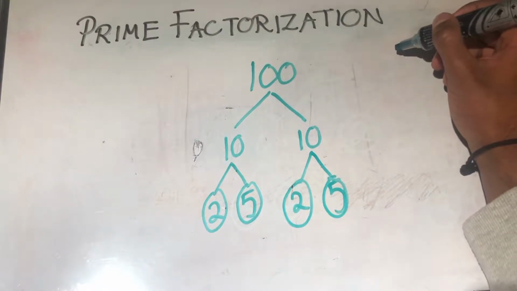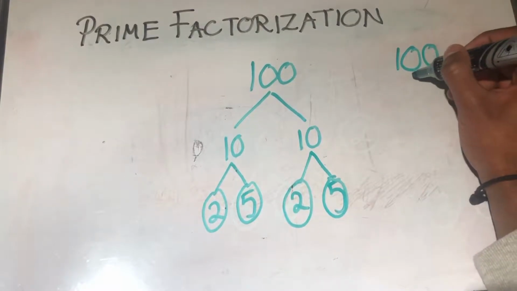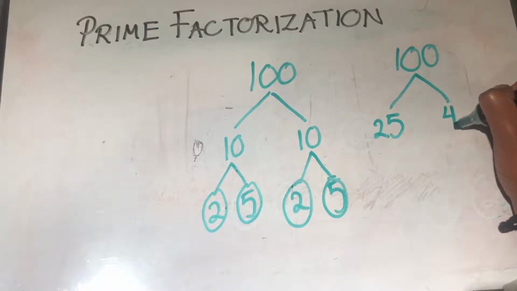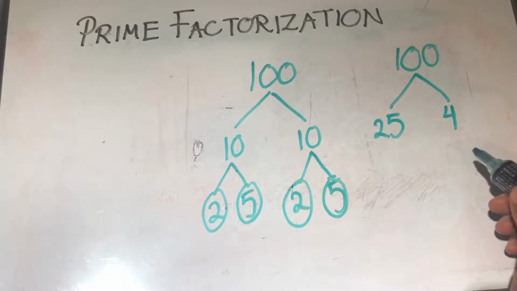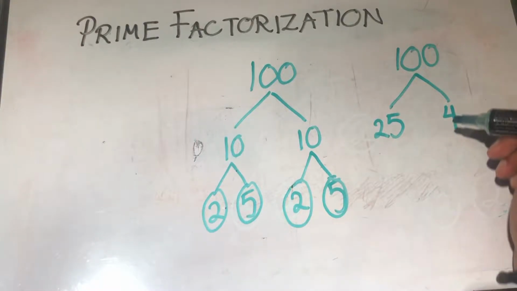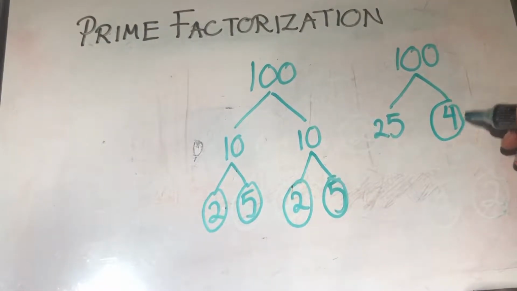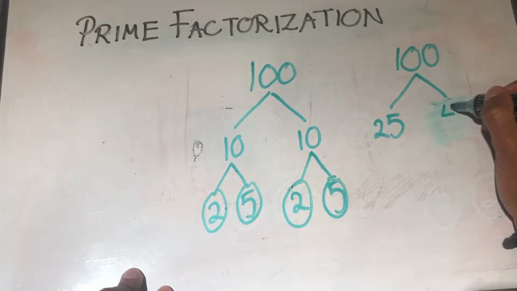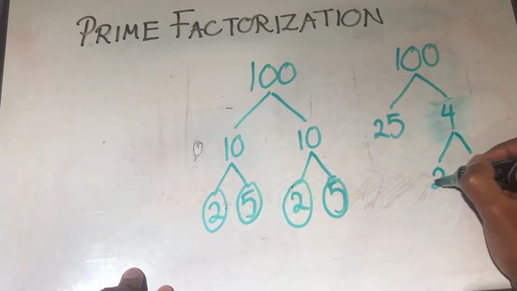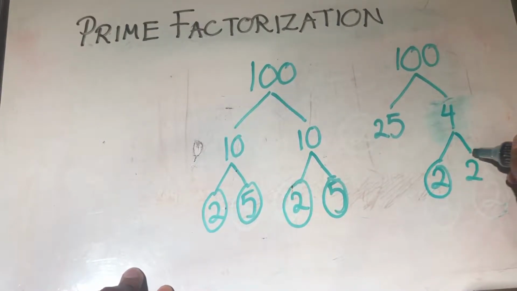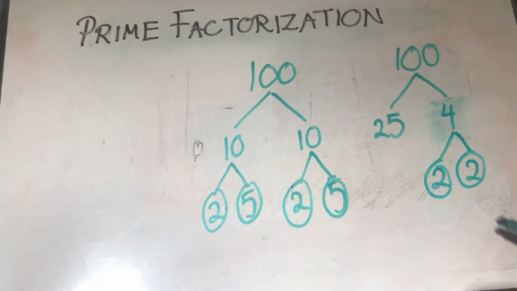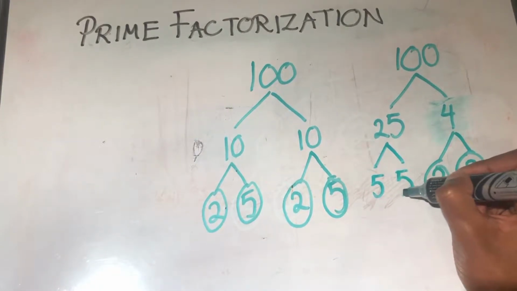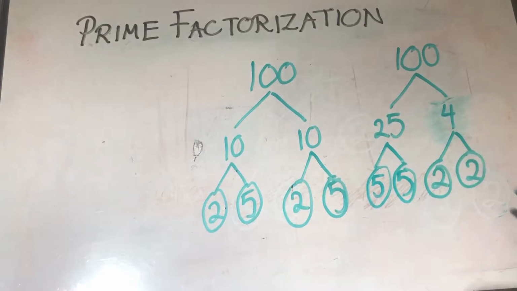Another way we can break 100 down is by having 25 times 4. Now, both numbers are not prime numbers, since both of them can be broken down further. Starting with 4, it can be broken down into 2 and 2. And 2 is a prime number. 25 can be broken down into 5 and 5. And 5 is also a prime number.